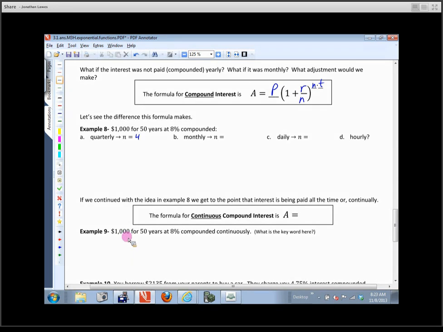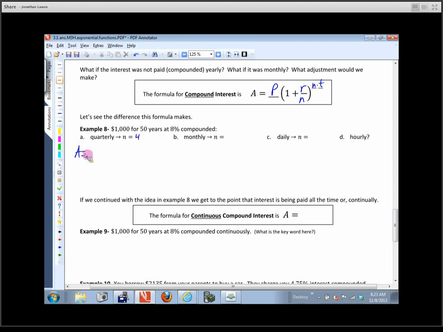Now, stop for just a second. If you were paid interest 4 times per year for 50 years, how many times would you have been paid interest? 200, right? Because 4 times per year for 50 years is 200 times. Let's see if that number crops up here.